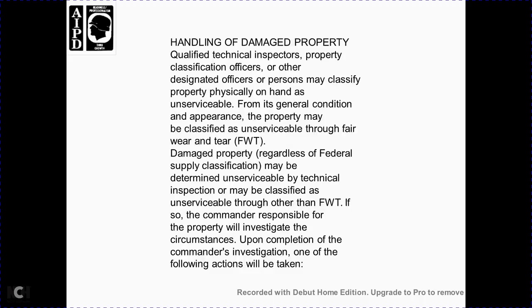Handling of damaged property. A qualified technical inspector of property classification, or other designated officer or personnel qualified with property, will physically inspect it. The general condition and appearance of the property will determine if it is unserviceable through fair wear and tear. Damage to the property, regardless of federal supply classification, may be determined unserviceable. Technical inspection may classify it unserviceable through fair wear and tear if the commander responsible for the property investigates the circumstances for the completion of the commander's investigation.